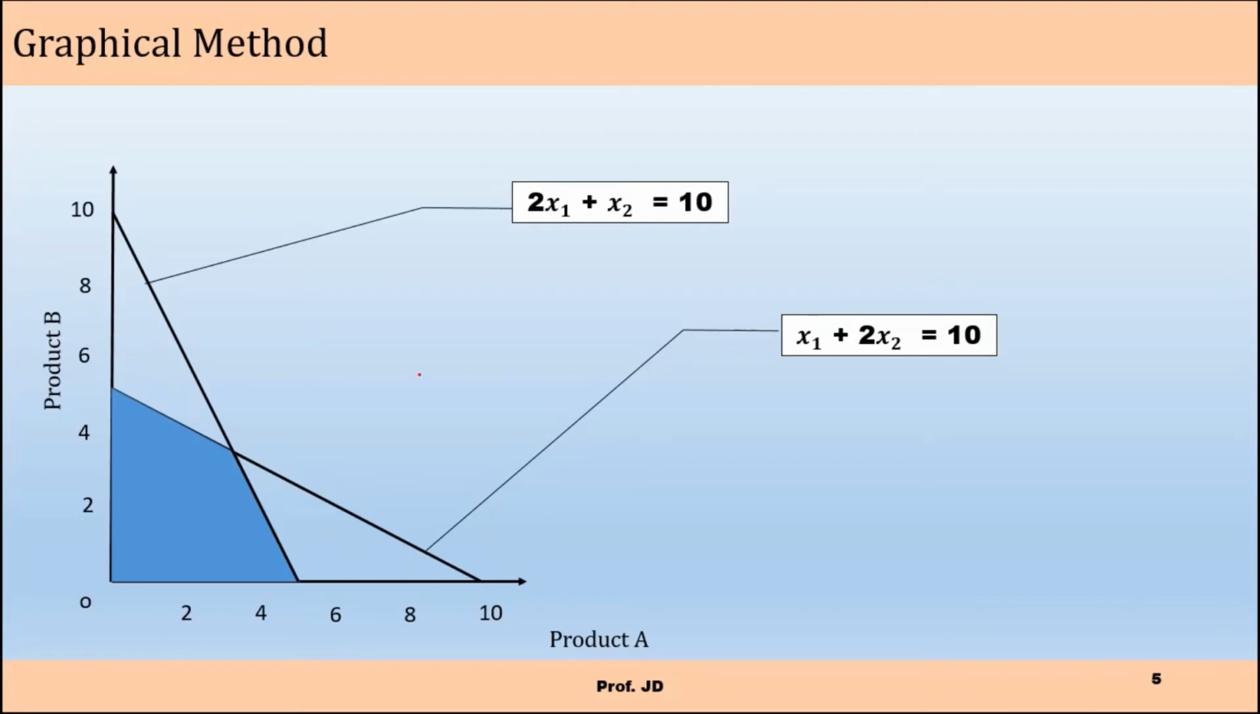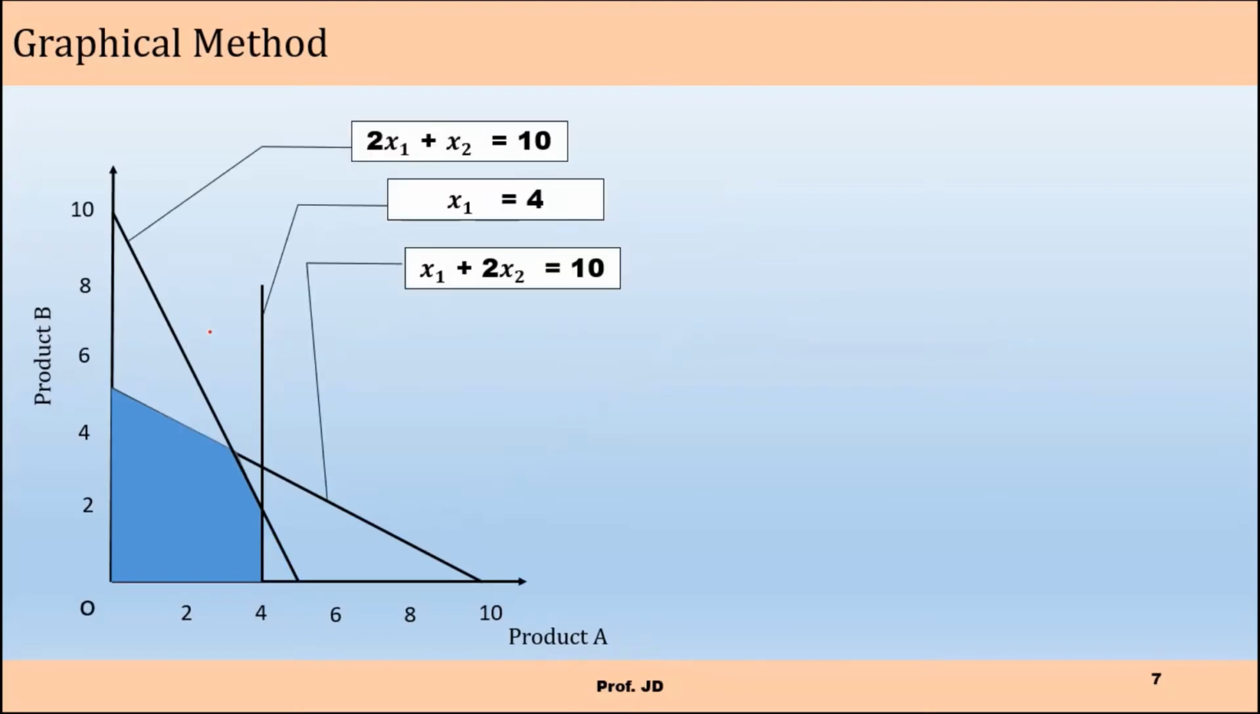Again, our third constraint is for demand, right? So x1 is less than or equal to 4. Again, it will move towards the origin. So the region that will satisfy all three constraints is bounded by these 3 lines, and this region is known as the feasible region. Now mark the corner points of the feasible region A, B, C, D, right?